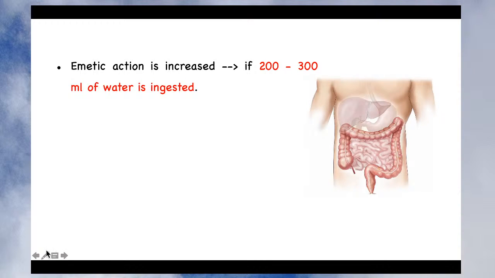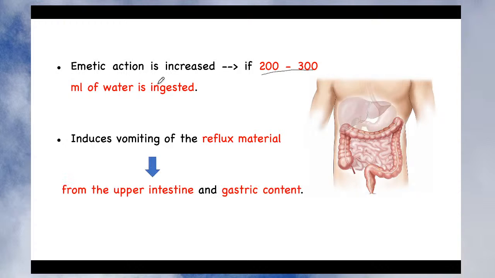Now if you want to further increase emetic action, then what you need to do is give 200 to 300 ml of water along with Ipecac syrup, and we have already seen this in the case of apomorphine. So in both cases, administration of 200 to 300 ml of water is better to increase the emetic action of both apomorphine as well as Ipecac syrup. Okay. How do they induce the vomiting? It induces vomiting of reflux material, especially from the upper intestine and from the gastric content.